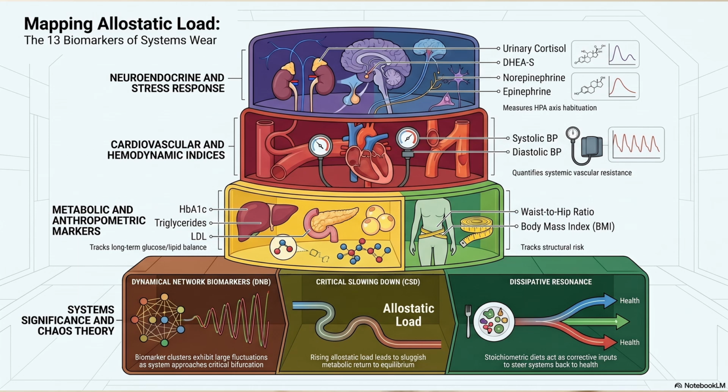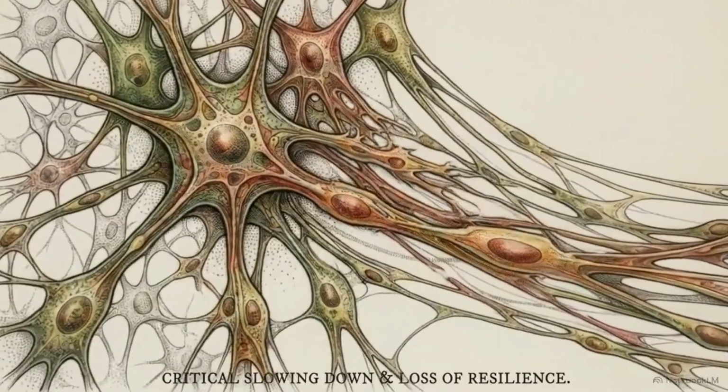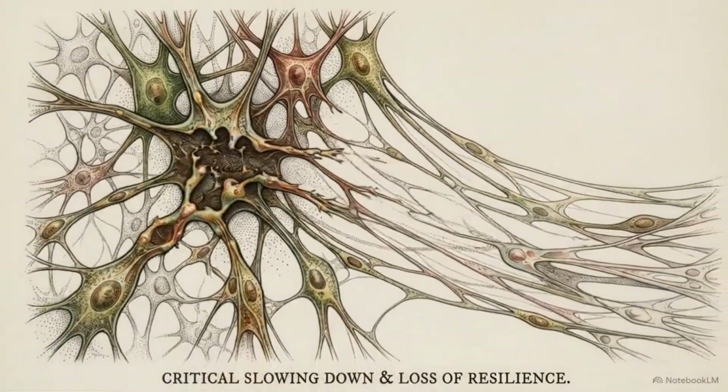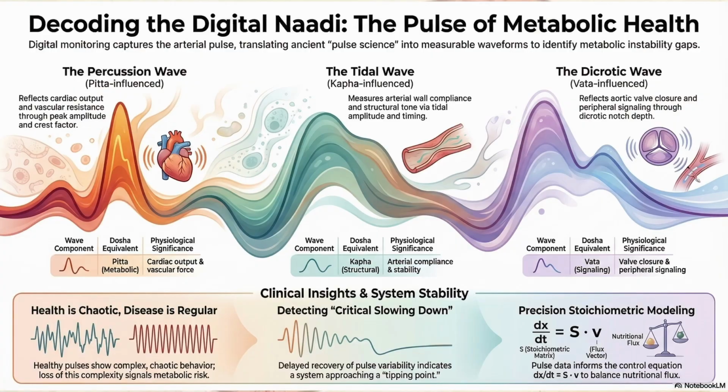Static biomarkers are often trailing indicators. By the time a standard test crosses a clinical threshold, the regulatory network may have already begun to fail. We instead look for critical slowing down, the measurable loss of network resilience as a biological system approaches a catastrophic tipping point. We detect this through digital NADI monitoring.